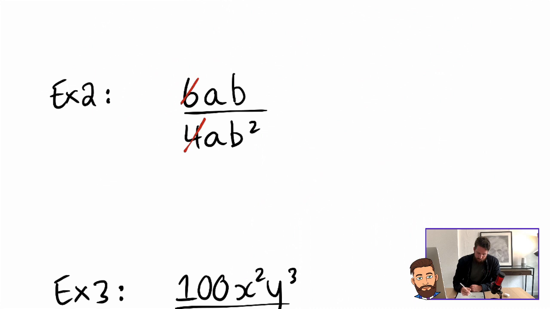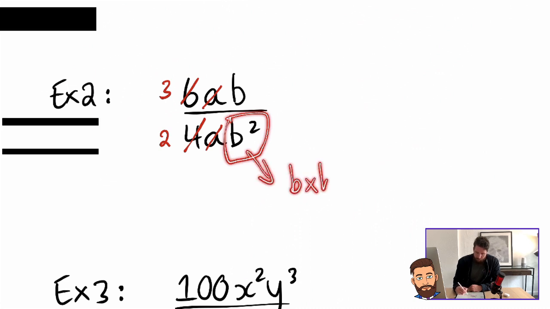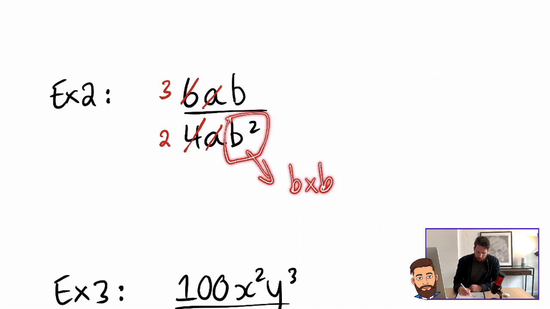What goes into 6 and 4? 2. 2 goes into 6 3 times, and 2 goes into 4 2 times. I can then cancel my a's. And then this here, we've got b times b. b squared means b times b. So we've got 2 b's, and we've got 1 b here. So we can cancel off a b. So essentially we can cancel off the squared, which would get rid of one of the b's, and cancel off that b there. So what we're left with here, we're left with 3/2.